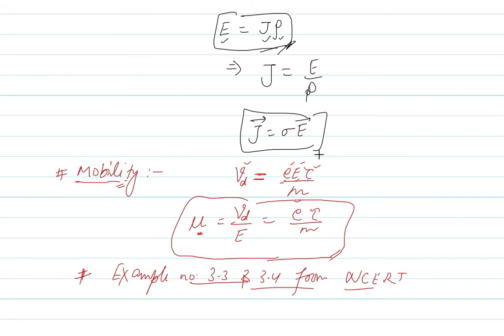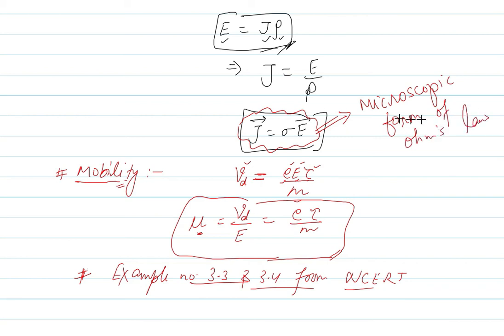One more thing, students, this expression is also important for us, because this is known as the microscopic form of Ohm's law. Microscopic form of Ohm's law. So whenever the microscopic form of Ohm's law is mentioned, that means the situation is talking about J equals sigma E. So remember this thing, that this is the microscopic form of Ohm's law. Clear?